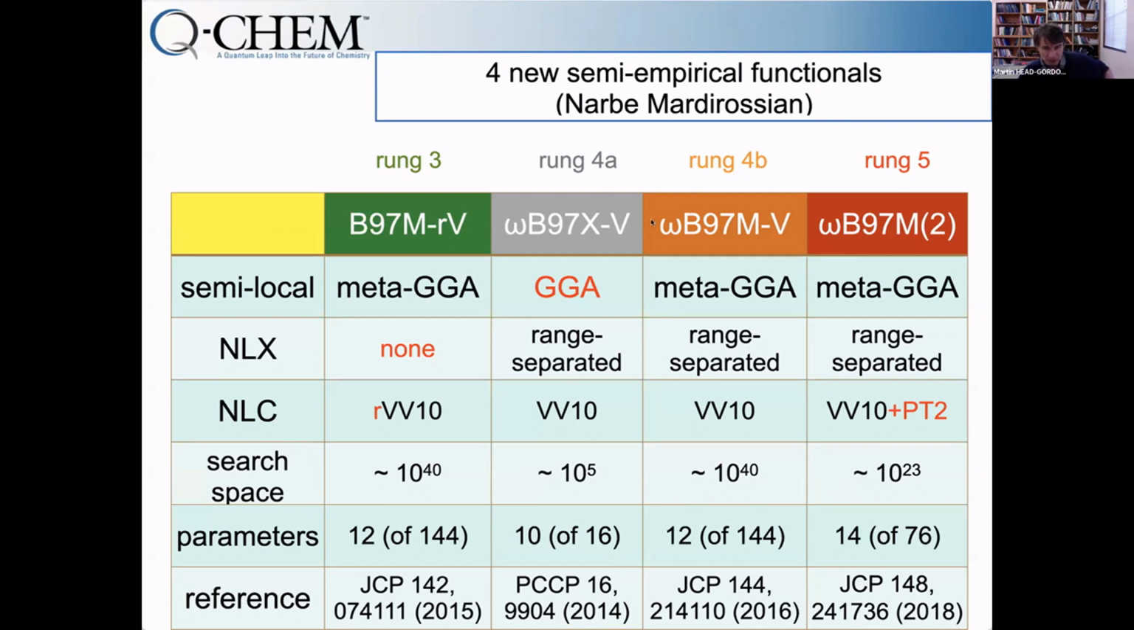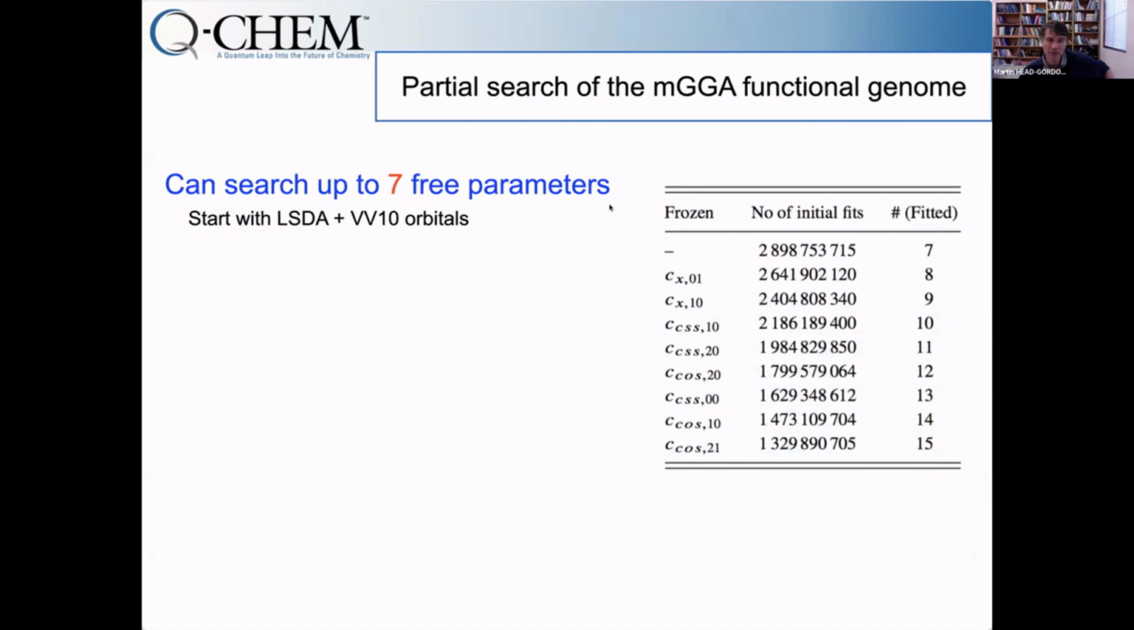That describes the end result of 5 years of Nabe's PhD research. And let me just give you a sense of how it was done. What you can do in the meta GGA with something like 144 parameters available is you can search up to 7 free. So that would be 144 choose 7, if you like, that we could just do. And we began with fixed LSDA orbitals, and then what comes out of that, some 2 or 3 billion initial fits, is then the 7 fitted parameters.